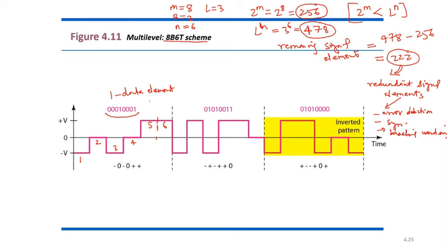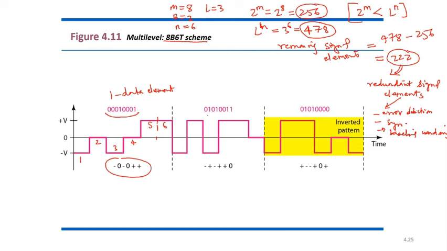So how is it encoded? For example, if the data is 00000001, 6 signal levels are used to encode it. The first is negative, represented by negative voltage. Then 0. Then negative again, then 0, then positive, which is plus V, and then positive again. So for each data element there is a combination of signal elements, and this is how the signal elements are represented. Six signal elements, so six symbols will be there.